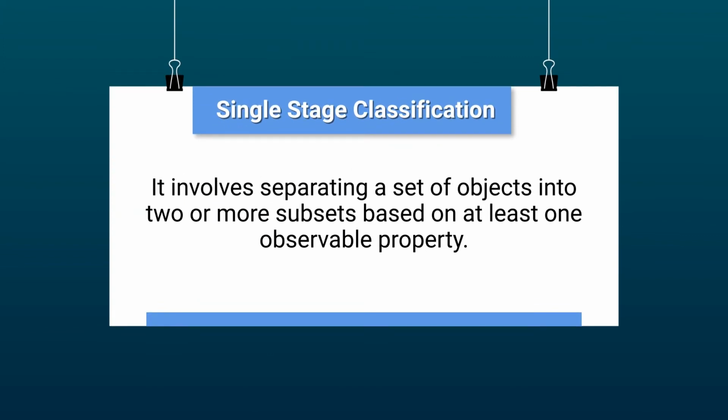It involves separating a set of objects into two or more subsets based on at least one observable property. For example, clouds are classified into three basic groups: cumulus, stratus, and cirrus clouds. Binary classification is a specific type of single-stage classification. In this simple classification, objects are sorted into two groups based on whether or not they have a certain property.